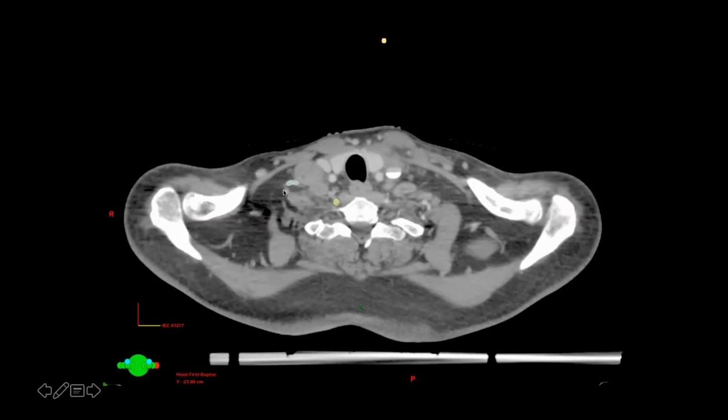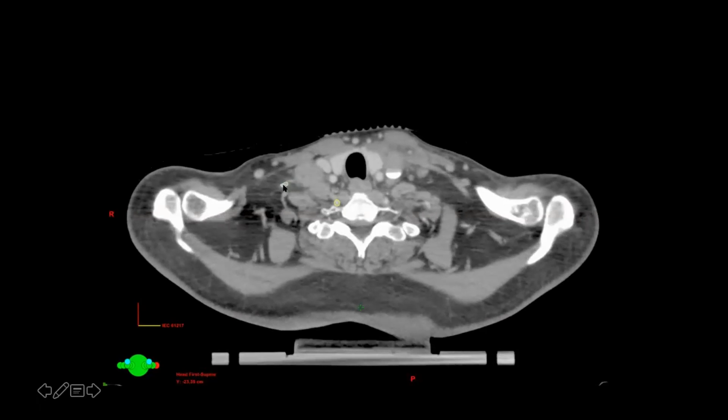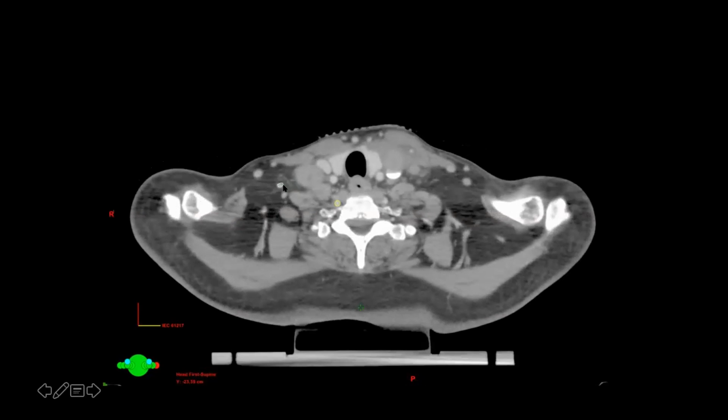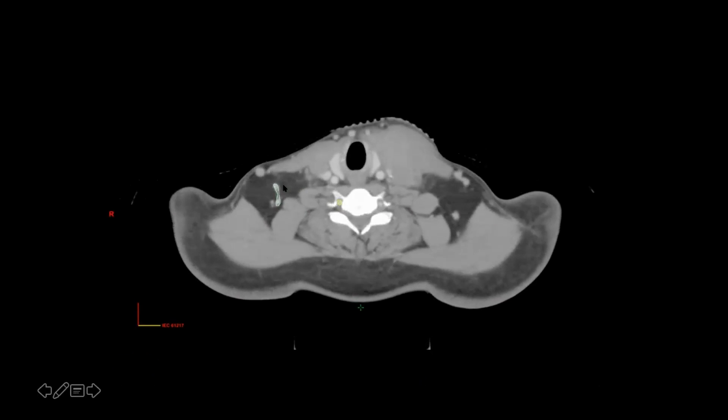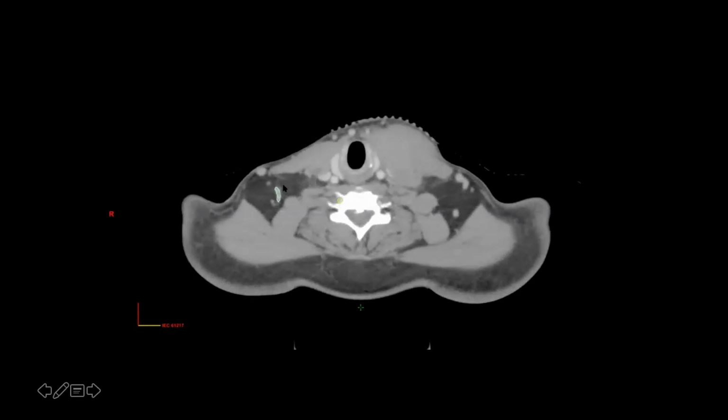If I continue to scroll cranially, you will see all of the transverse cervical vessels will be cranial to this, which means I'm including all these vessels. So this is your transverse cervical branch, which is cranial to the transverse cervical.